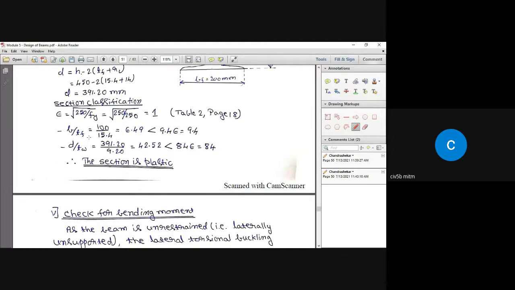As I said before, the hierarchy will be like this: topmost is plastic, next compact, and the next one is semi-compact. If one element is plastic, say the flange is plastic, and the web is semi-compact, then the entire section should be considered as semi-compact.